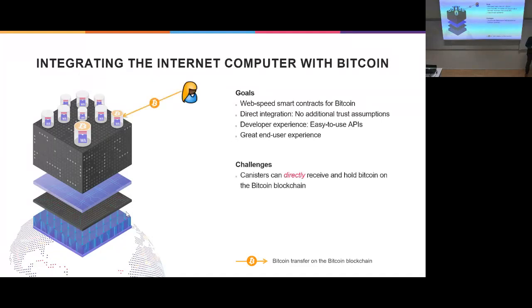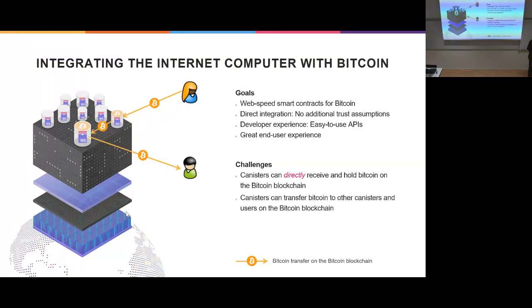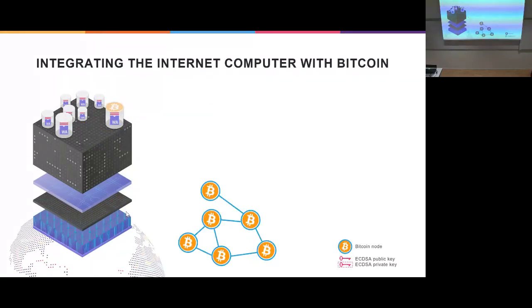Now, there are two challenges. The first one is canisters need to be able to hold and receive Bitcoin directly on the Bitcoin network without intermediaries. And second, canisters need to be able to transfer Bitcoin out to other canisters or users. And if we solve those two challenges, we have a very powerful framework to have one blockchain directly integrate with another blockchain and use the tokens of one blockchain on the other one. So it's very powerful without any intermediaries, which makes it, of course, more secure and gives it a very slick trust model. Let's look at how it's done at a high level.